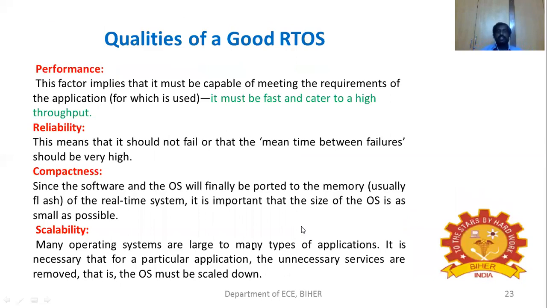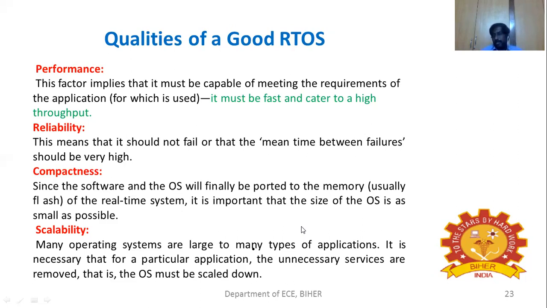So let us conclude the session. We discussed various real-time tasks, why a system is required to solve a real-time task, and the role of RTOS, real-time operating systems, and how the RTOS solves various tasks with respect to time. So what are the qualities of a good real-time operating system?